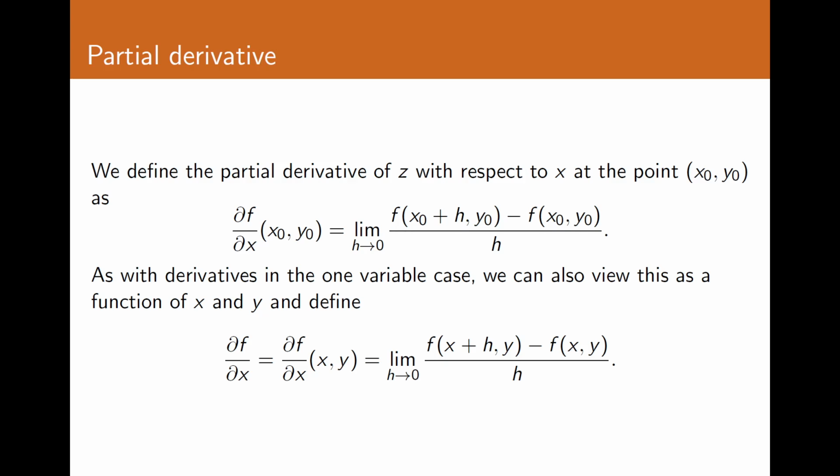And so we can also view this, just as in the one variable case, as a function of x and y if we like, rather than just looking at it as a single point. And in this case, we just use x and y. But still notice that in the right-hand side of this limit, the y is still staying the same. We have f of x plus h comma y minus f of x y over h. The y is the same in both terms. So we're still only varying the x, even if we're letting x and y be variables here.